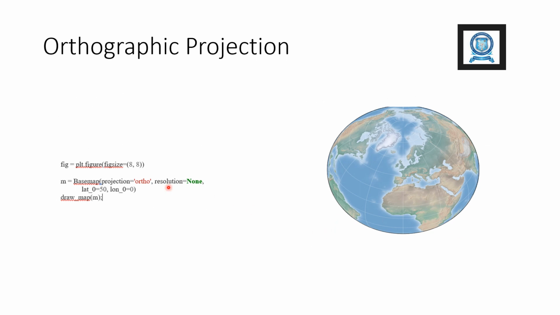Here is an example for orthographic projection. Projection equal to 'ortho', O-R-T-H-O. It should be written within single quotes. And latitude and longitude are specified for the desired map. The output is shown here.